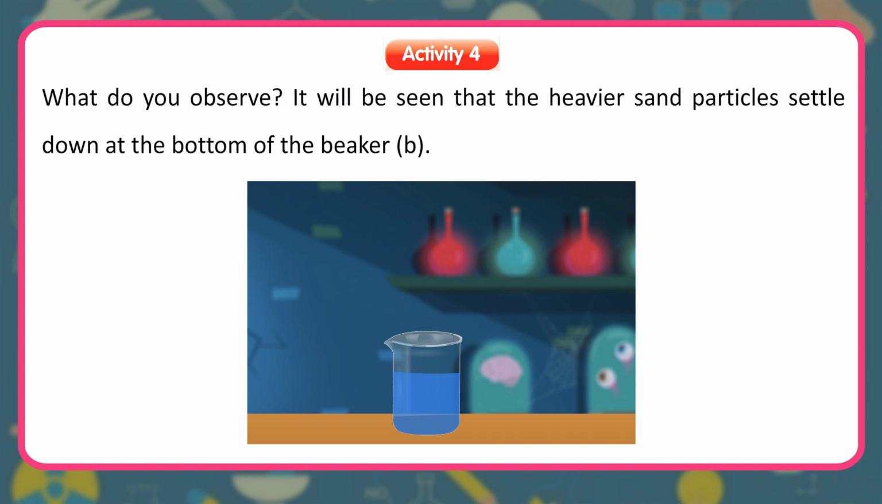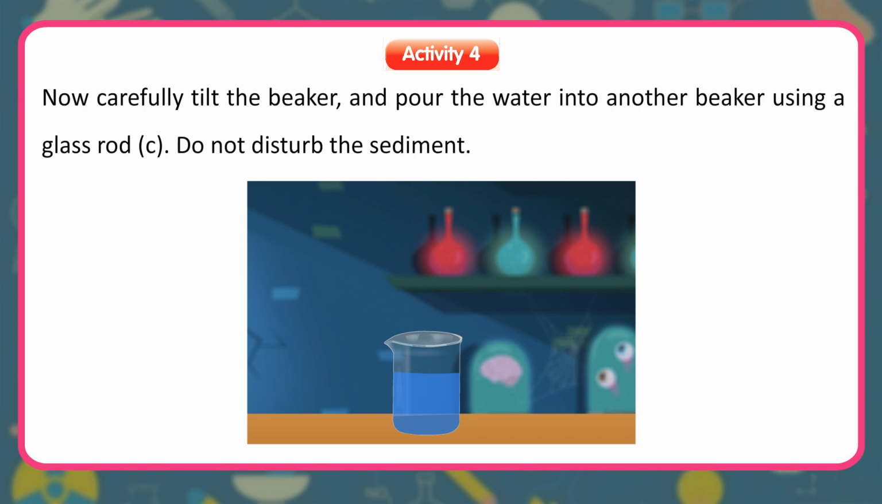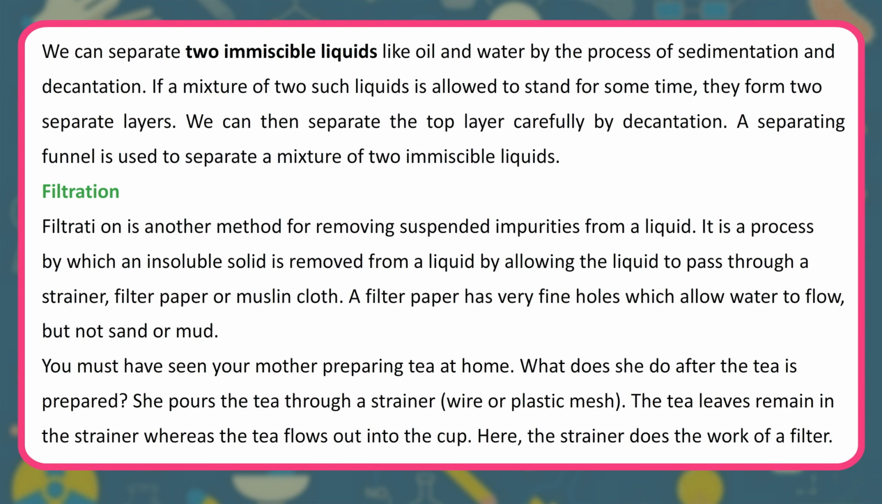It will be seen that the heavier sand particles settle down at the bottom of the beaker, B. Now carefully tilt the beaker, and pour the water into another beaker using a glass rod, C. Do not disturb the sediment. We can separate two immiscible liquids like oil and water by the process of sedimentation and decantation.